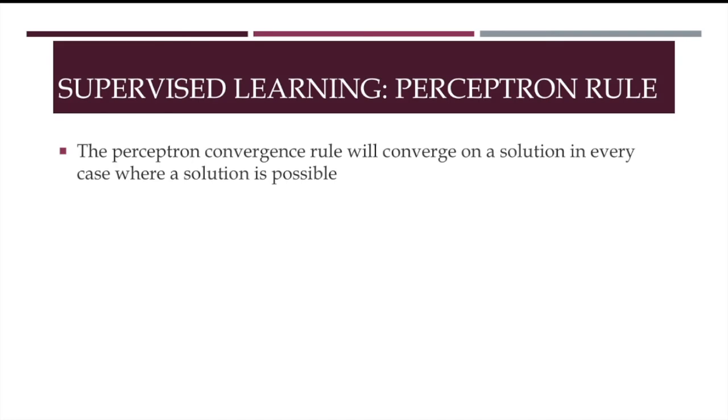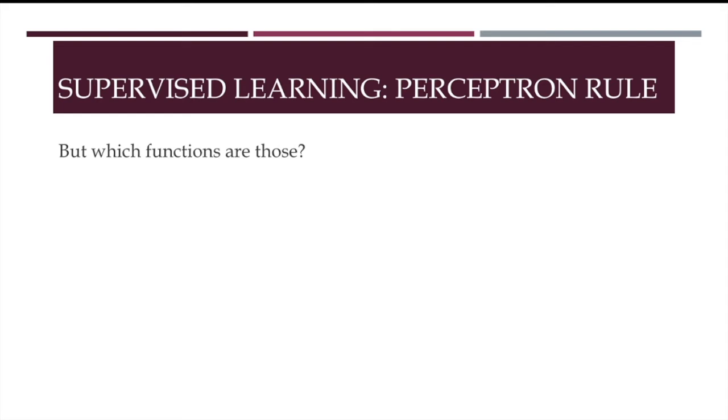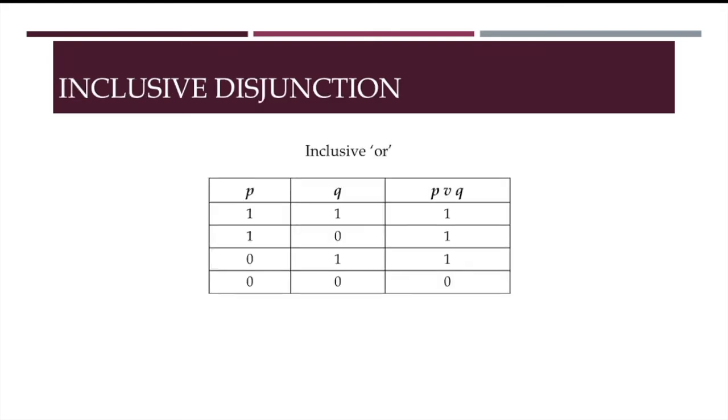And one of the things that Rosenblatt showed is that there was this formal guarantee that the perceptron convergence rule will converge on a solution in every case where a solution is possible. That is, it will generate a set of weights and a threshold that will compute every Boolean function that can be computed by a perceptron, right, by our single layer network. But which functions are those? Well, before we deal with that, I'll leave you this as homework.